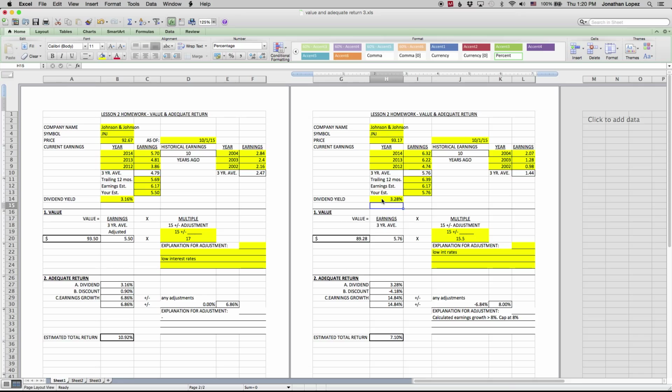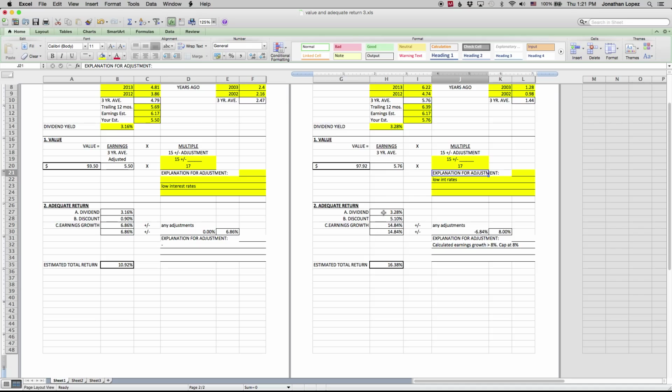Okay, so what should I use for the multiple? Well, interest rates are low, so I'd probably go for about 17 or 18. And again, I'm seeing that the value is better than the price, so that would be a buy. Even if I was a little conservative and went 18, right, it still looks like the value is better than the price. So I'm going to go ahead and say that would be a good buy.